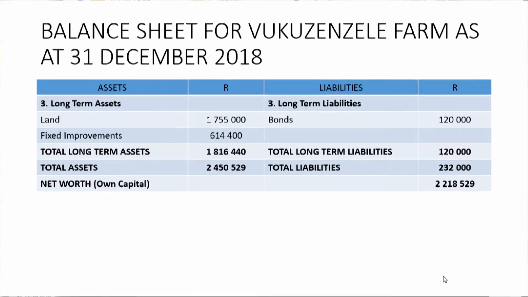The total assets, which include the current assets, the medium-term assets, and the total of the long-term assets, was 2,450,529 rand.